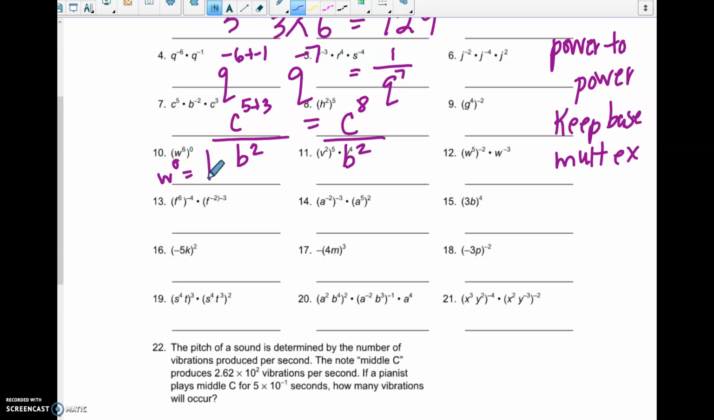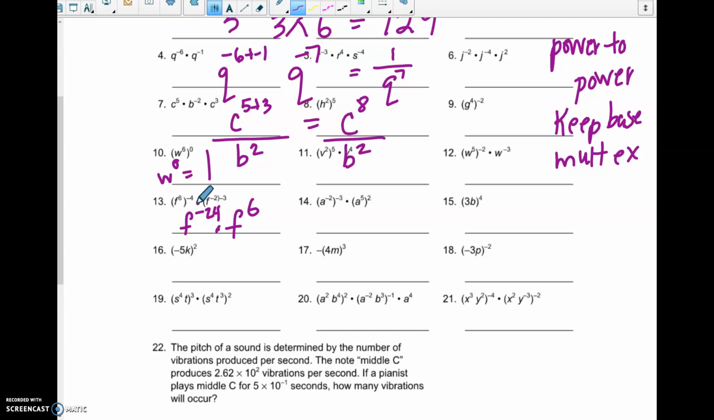All right, number 13. We've got a power to a power, so it looks like we have 6 times -4. So we have F to the -24th. And in the second one, we also have an F, and what is -2 times -3? It is a positive 6. You guys can use your calculators. Now, do we still have like bases of F and F? But now this is multiplication. See how they have that dot between? It was power to a power.